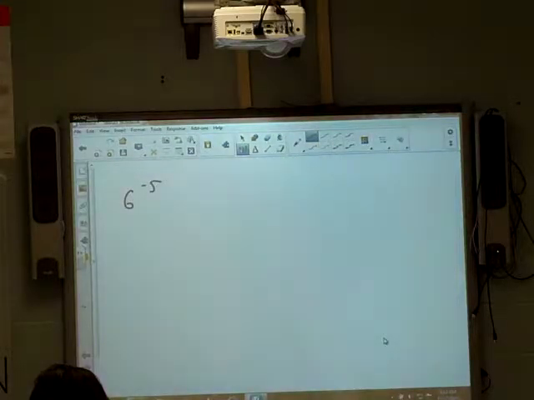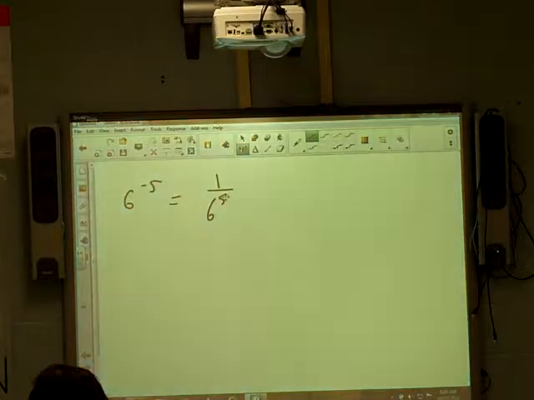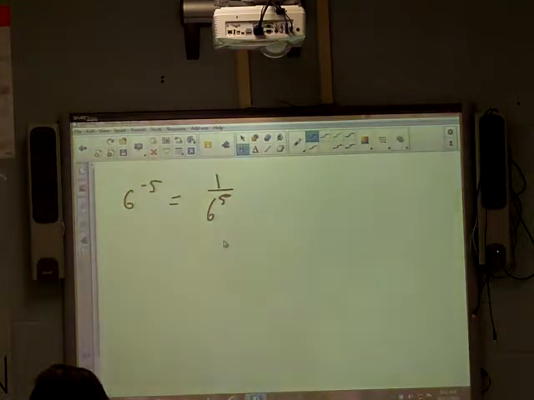So what did we do when we had a negative power? 1 over. Good. Put it on bottom and make it positive. That's it. Yes, I could figure out what 6 to the 5th is, and it'd be 1 over something. I'm just going to leave that there. That's a very small number, 1 over 6 to the 5th.